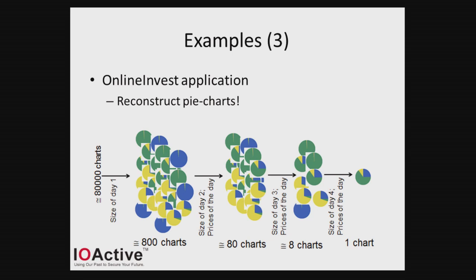The second day you would do it again, but because the stock market fluctuates, the pie chart will differ, right? So you will do it again, but you match it with all the pie charts created in the first day. And you reduce it to 80 charts, and then the day after that, 8 charts. And the 4th or 5th day, you will have a perfect reconstruction of the pie chart, and you know what kind of stock is actually in that user's portfolio. So this was really awesome. When I read this, I was like, wow, you can do that with traffic analysis? Cool.